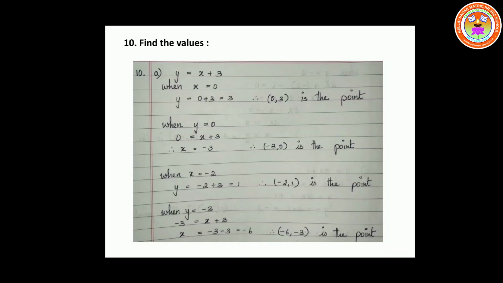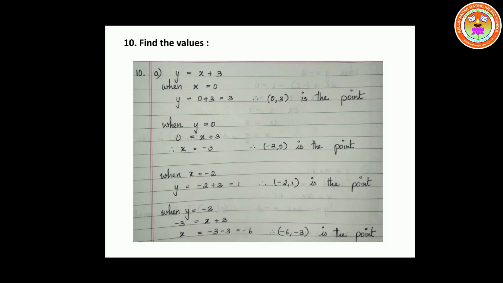When x is equal to minus 2, substitute in the equation y is equal to x plus 3. Substituting in the place of x, you put minus 2. So y is equal to minus 2 plus 3. What happens? Plus 1. So when x is equal to minus 2, the y value is 1.